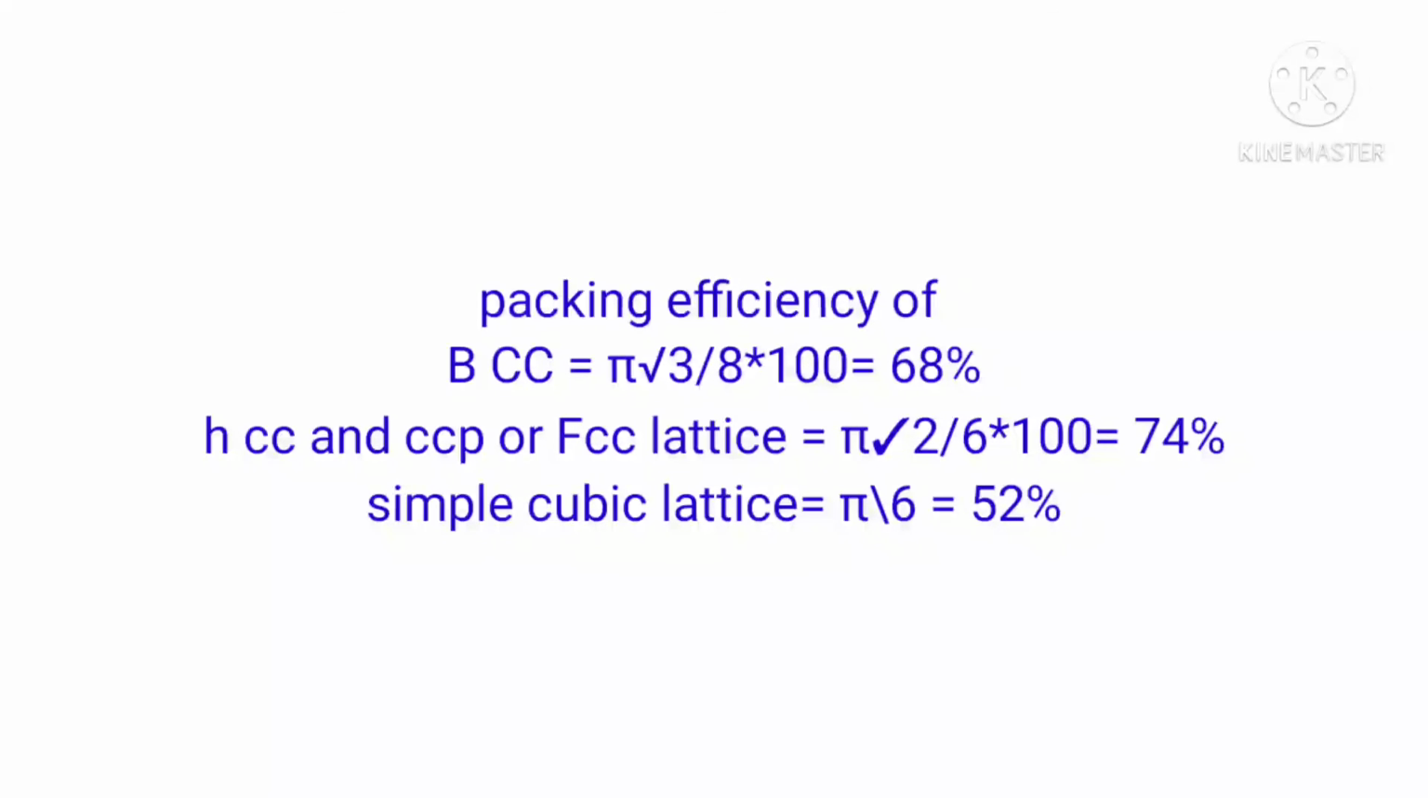26% is vacant. In the case of simple cubic lattice, the packing efficiency is π by 6, which is equal to 52%. 52% is occupied and 48% is vacant.